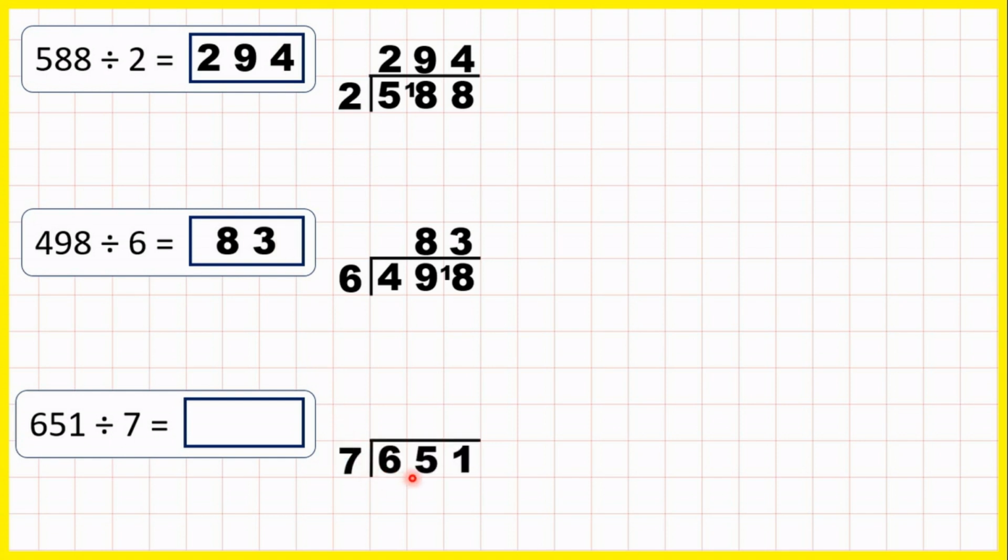Finally, we have 651 divided by 7. Again here, we need to take the first two digits together, because 6 is less than 7. So let's start with 65 divided by 7. That's 9 remainder 2, because 9 times 7 is 63, but then from 63 we need 2 more to get to 65. So now we have 21 divided by 7, which is exactly 3, because 3 times 7 is exactly 21. So our answer is 93.